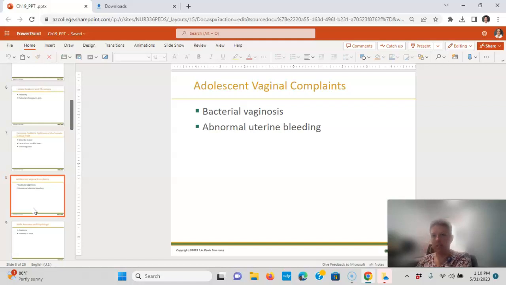So some of the most common adolescent vaginal complaints would be bacterial vaginosis. Again, you will hear about this in maternity because we have a lot of patients with this. This is not a big deal to worry about. It's easily treated. It's not an STD. So this is a vaginal discharge and bleeding.